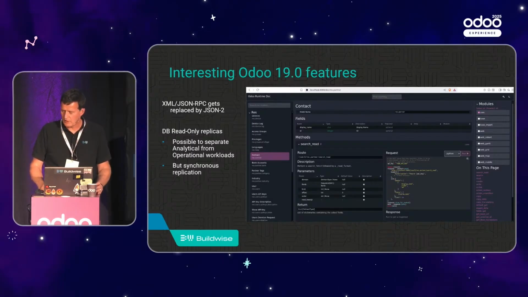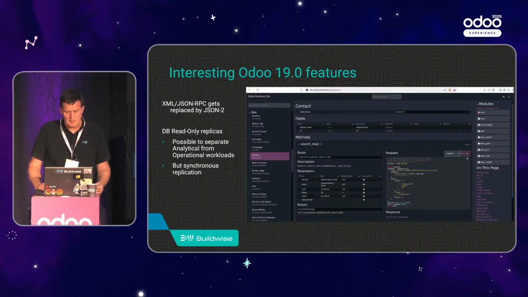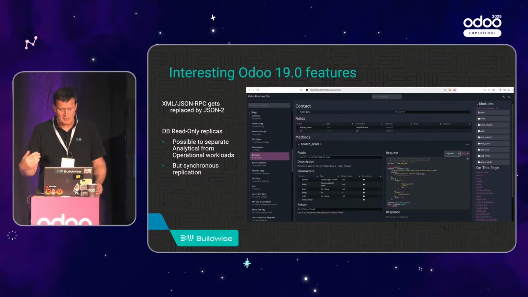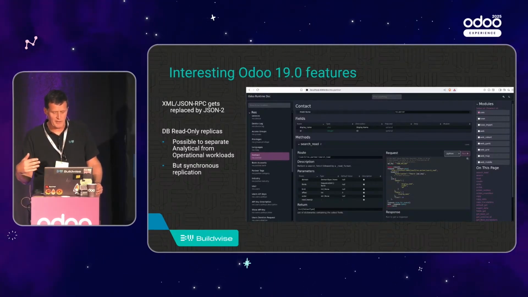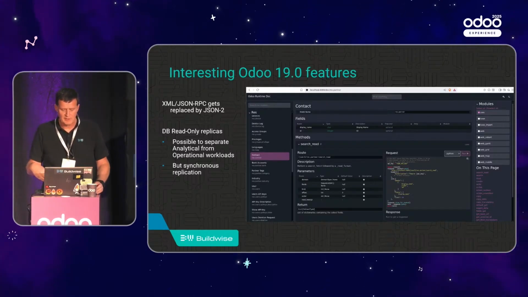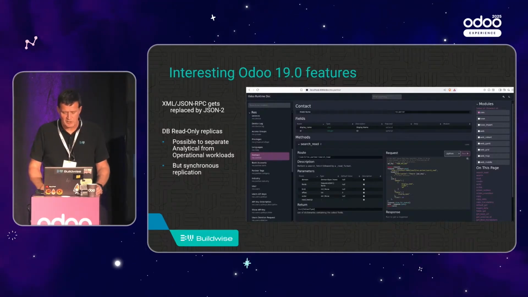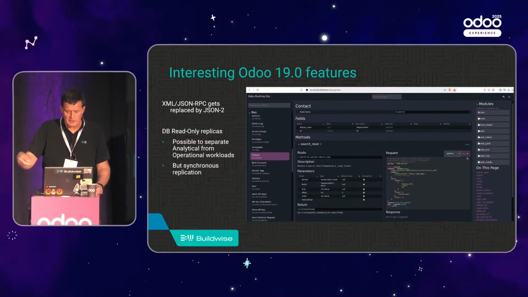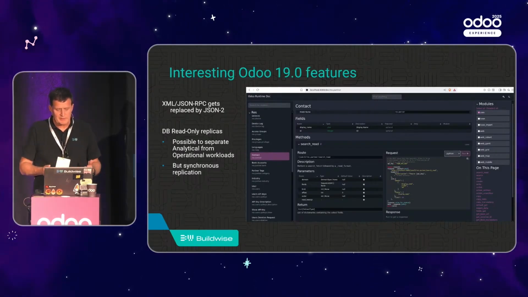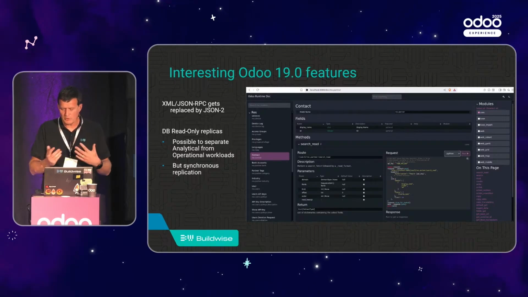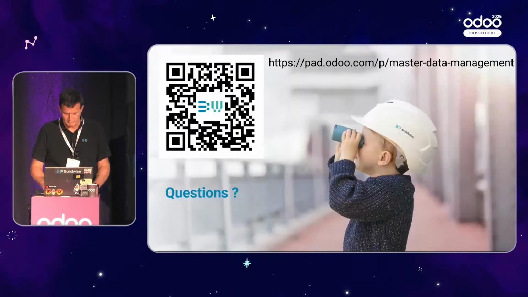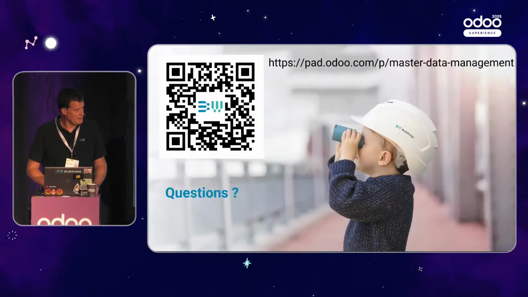Then another feature is the database read-only replica. We can have a replica of the database, and it means that it is much more likely that we could use integration at the SQL level. We could have an external system that is reading a replica of the database. In this case, the workload generated by this system would not impact the operations of Odoo. But this is a synchronous replication, so there are also problems with this new feature; we would like it to be asynchronous. Okay, I'm done.